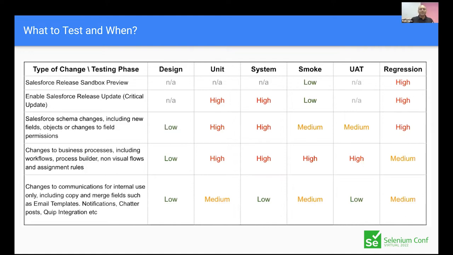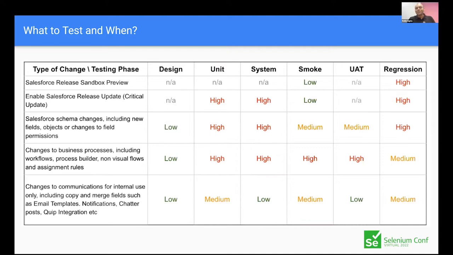So let's pick one example. Let's say we look at the changes to business processes. I'm looking at row 3. So changes to business processes, including workflows, non-visual flows, and assignment rules. At design level, low risk, but at unit level, high risk, system level, high risk, and so on and so forth. So this is something which I didn't know, and I feel that it is important for the Salesforce testers or the SaaS testers to understand from my previous slide and this one, that when you attack the SaaS application for testing and automation consequently, you should have a very good test strategy at the beginning, okay? So I'll not spend too much time on that strategy piece.